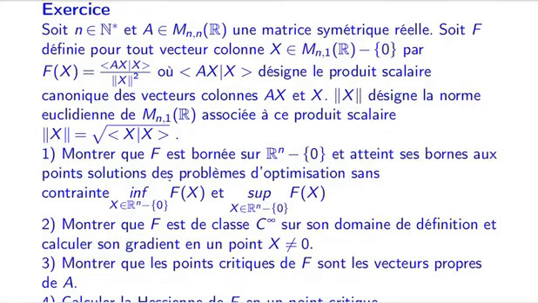First question, show that f is bounded on Rn excluding 0 and reaches its bounds, so that they are solutions to optimization problems. Namely, find the infimum of f of x when x describes Rn excluding 0, or the supremum of f of x when x ranges over Rn excluding 0. Second question, show that f is of class C infinity on its domain of definition and calculate its gradient at a non-zero point.